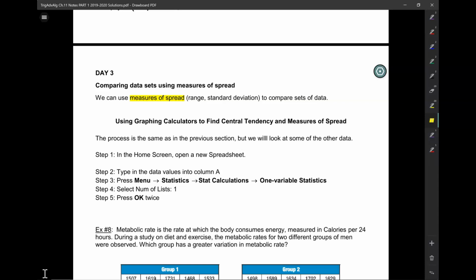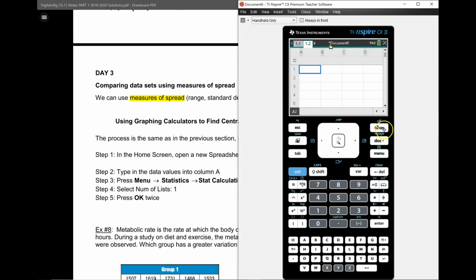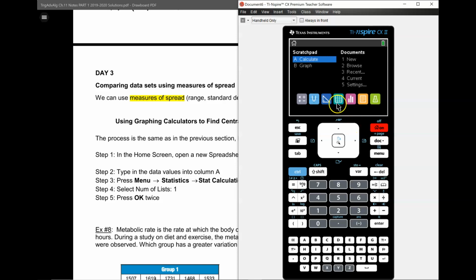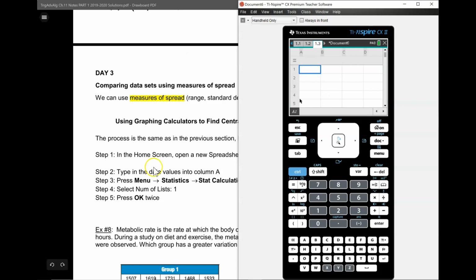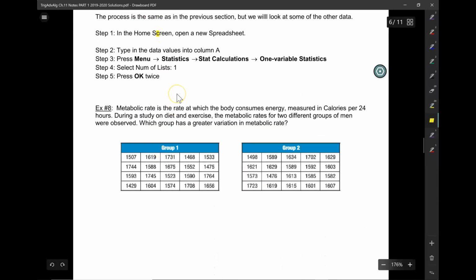We're going to use our graphing calculators again. And the process is the same as in the previous section, but we're going to look at some other components of the measures of spread that we calculate. So let's open up our calculator. If you go to the home screen, you're going to add a new spreadsheet. And in that spreadsheet, we're going to type in this data into column A.